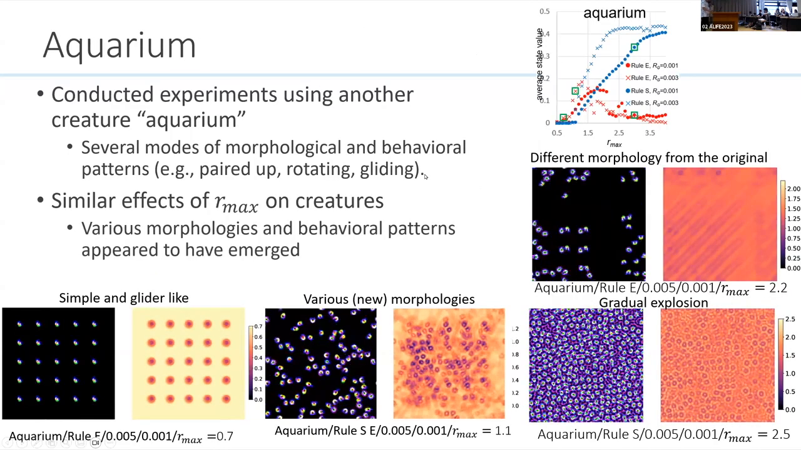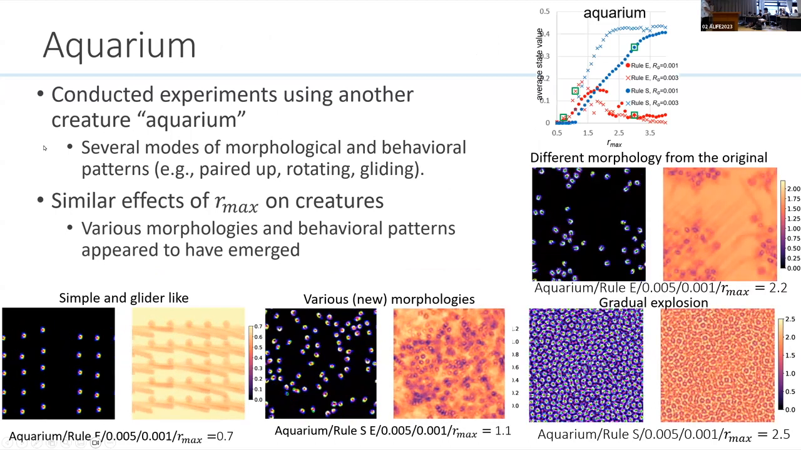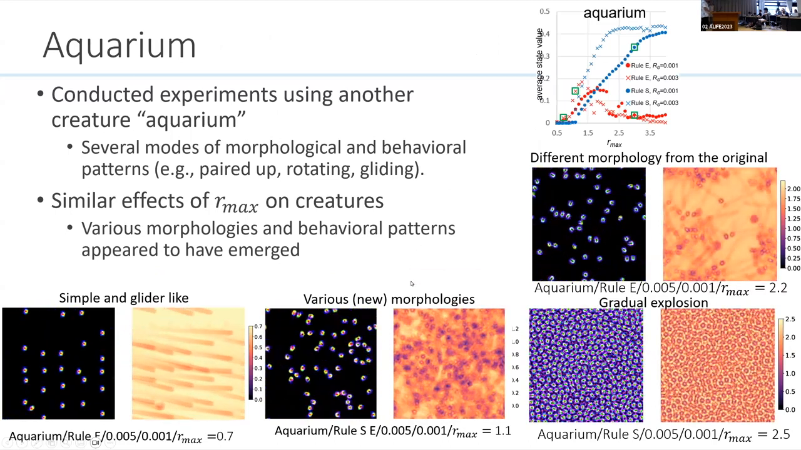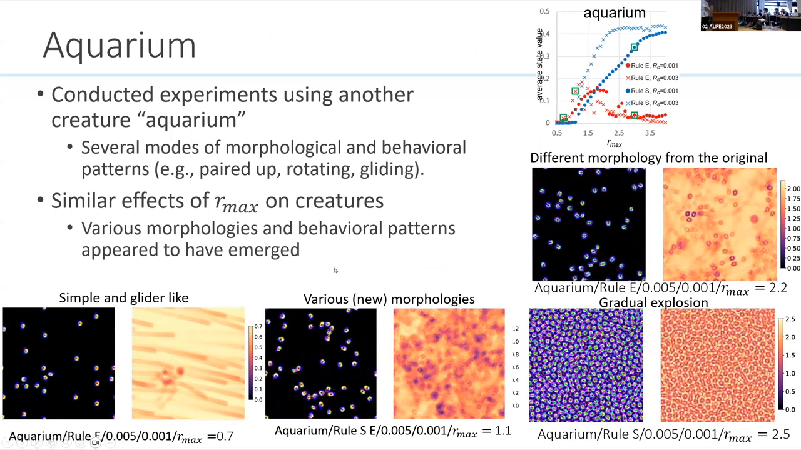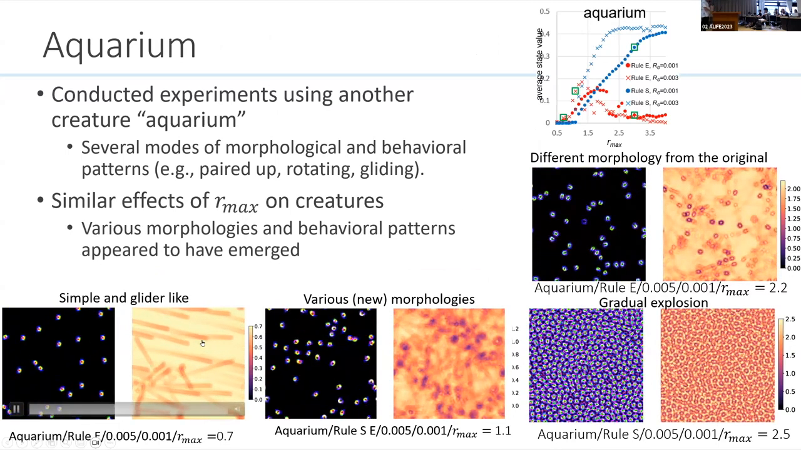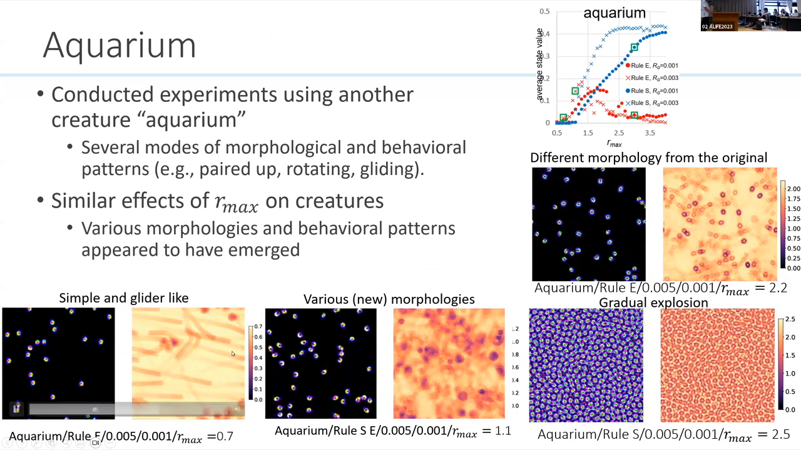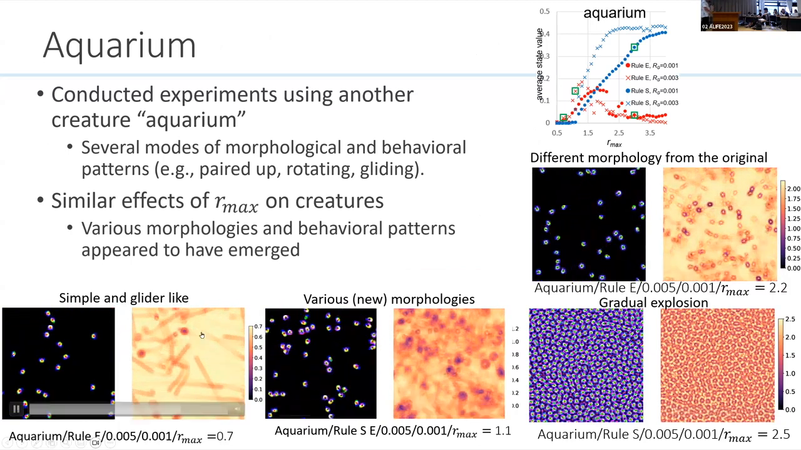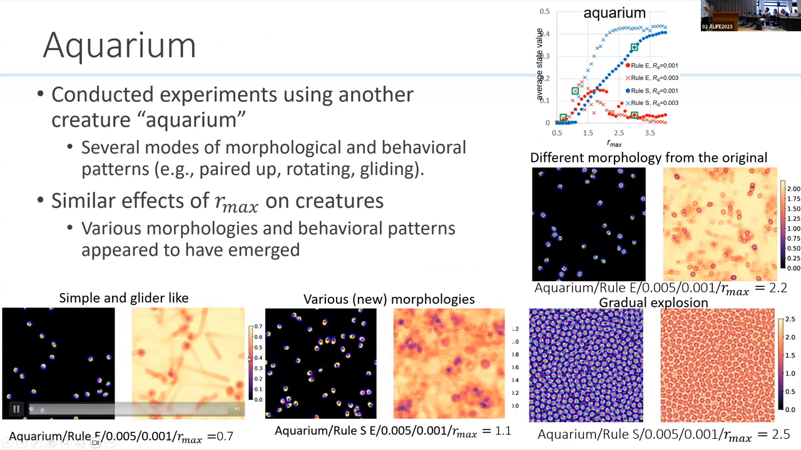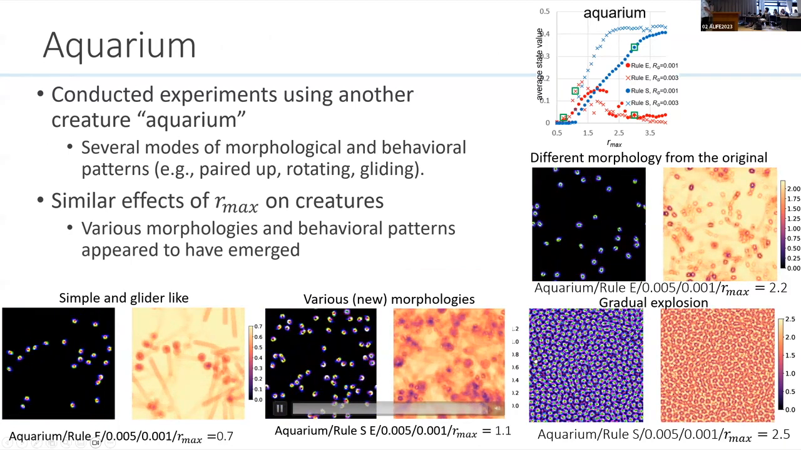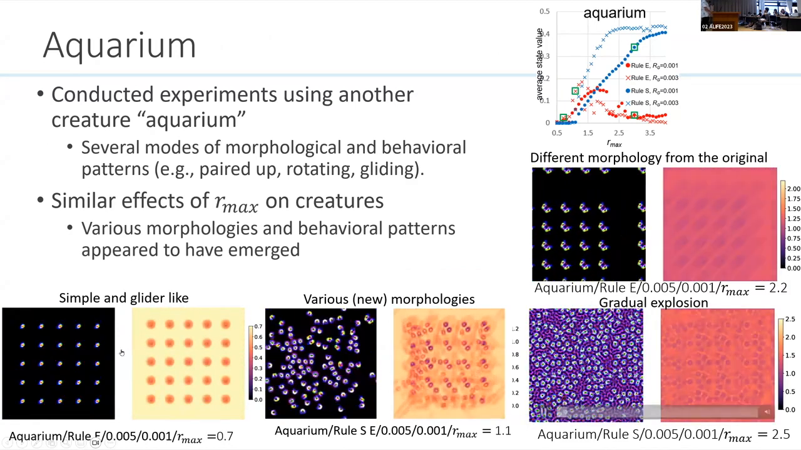Okay, we have conducted a similar experiment using an aquarium like this, and basically similar, though not so clear, effects of Rmax on creatures were observed. But in this case, more various morphology and behavioral patterns appear to have emerged. But we need to analyze in more detail.